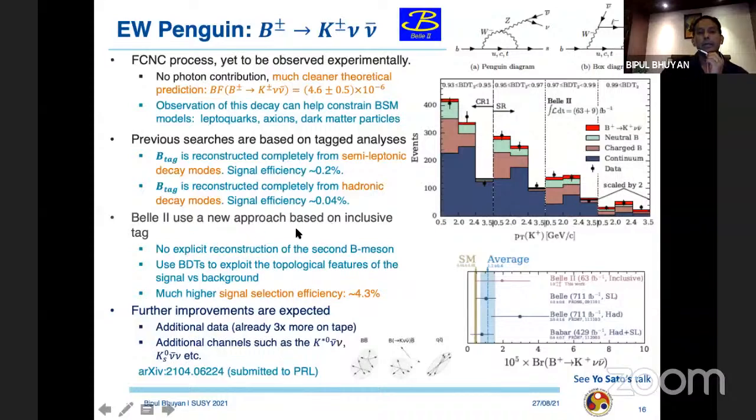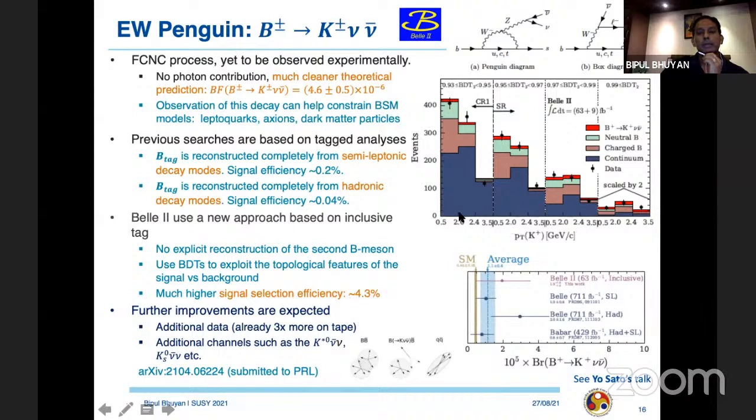So in the case of Belle II, we are using a new approach, an inclusive tag method. That means we're exploiting the topology of the events to look for this particular process using the BDT, where the BDT uses the topological features to separate the signal from the background. And the signal selection efficiency in this case is about 4.3%.